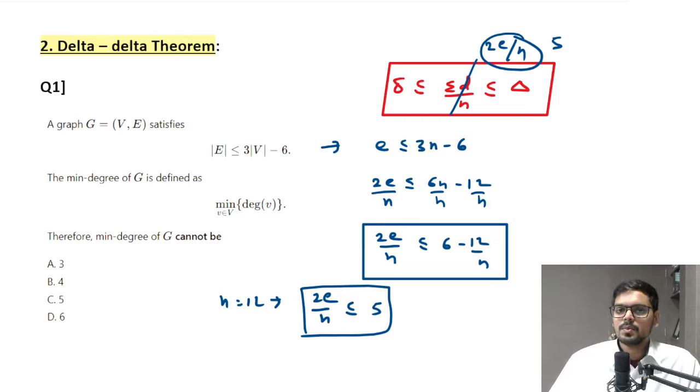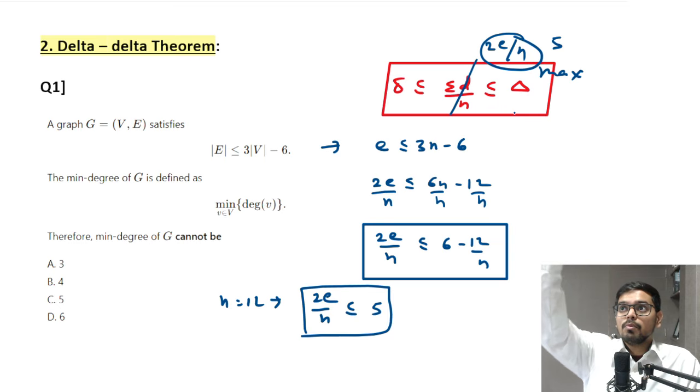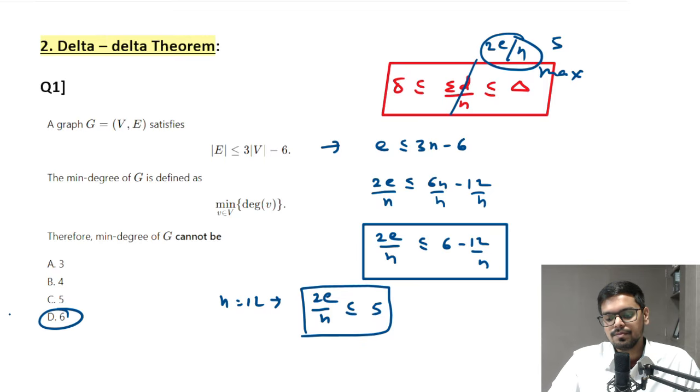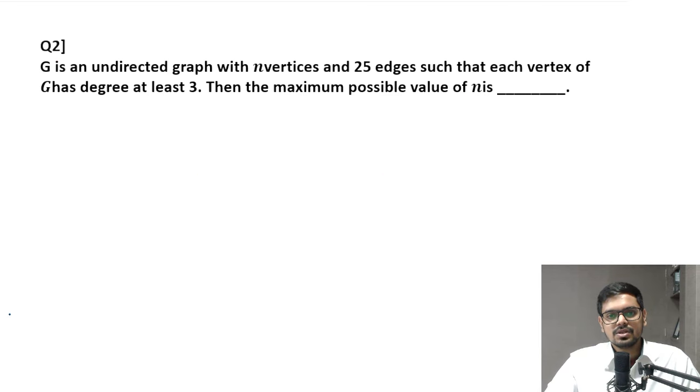So if the maximum upper limit is 5, you have to focus on the max only. What is the maximum upper limit for delta? It is 5. So beyond 5 it can never go. Therefore 6 can never happen. Understood? So that is the answer. Detailed solution is given. Now to the next question. Pause the video, try, then look at my solution.